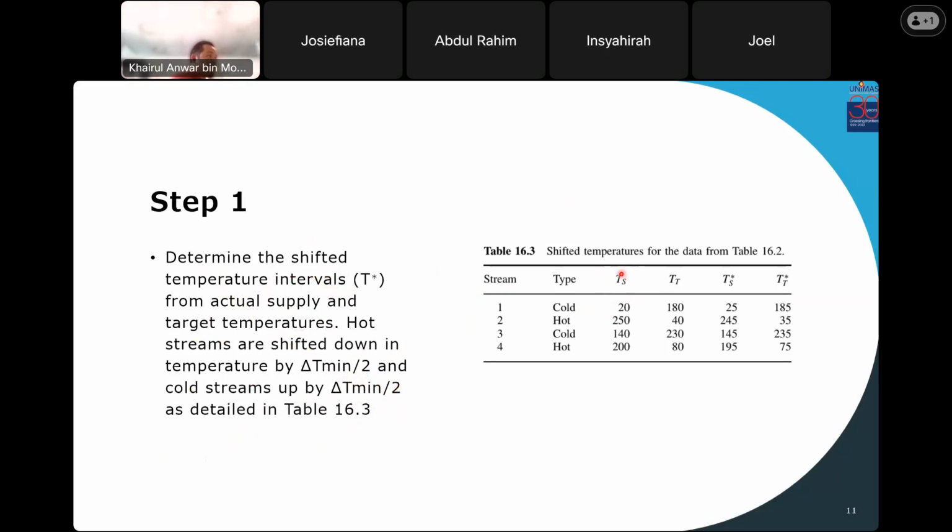So the shifted temperature depends on whether the stream is cold or hot. For example, stream 1 here is a cold stream. So cold is up by 5 degrees, so plus 5, so 25. Shifted TS is 25, shifted TT, temperature target, is 185. The hot stream is down by 5 degrees C. So from 250 to 245, from 40 to 35, and so on for other streams.